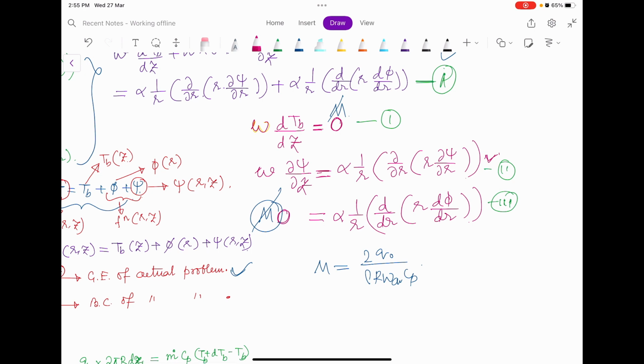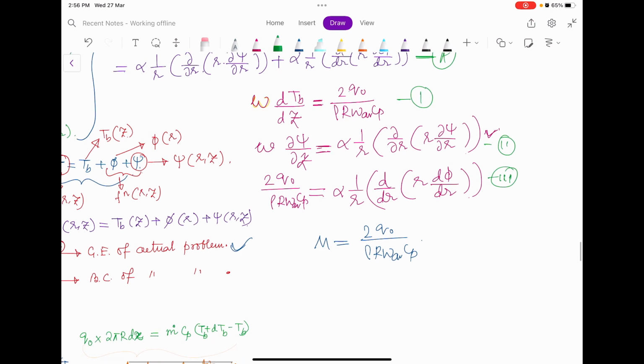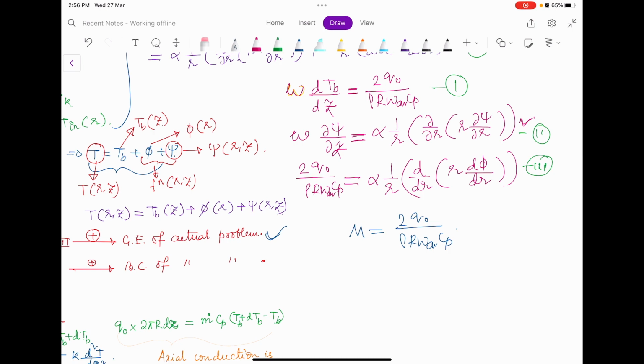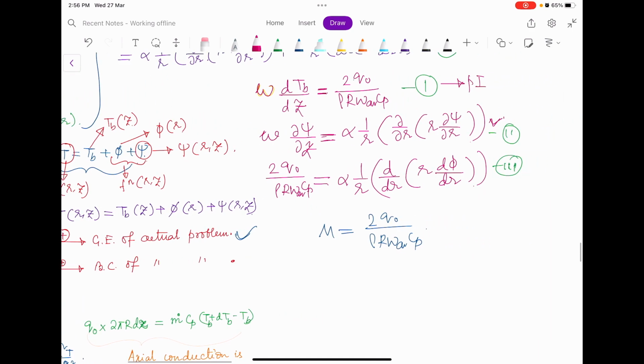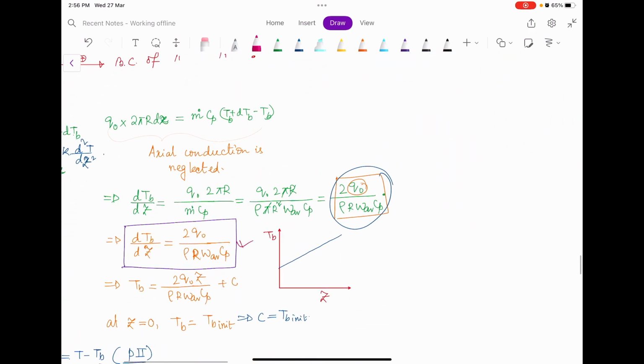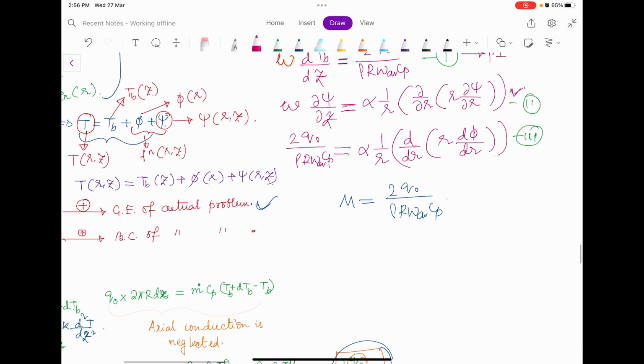So if I write here this thing, that is 2q naught by rho r W average Cp, and here also I have to write again this thing, 2q naught by rho r W average Cp. Then you see that if I add 1, 2, 3, I will get A. Now you see that this is the governing equation of my problem 1 that I have already told you, right? Yes, this was the equation, and this is the governing equation for my problem 2, right?